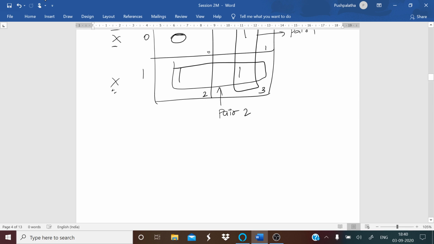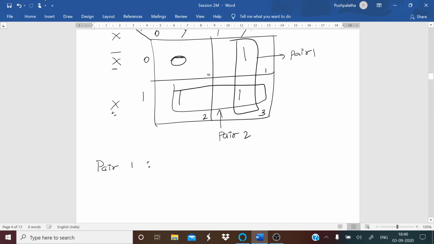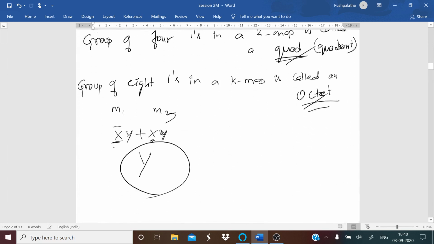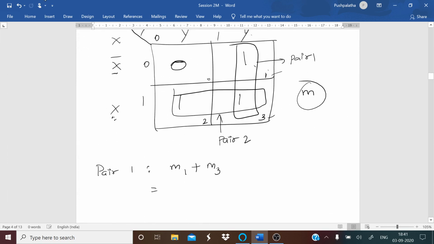So how are you going to simplify this? What is your pair 1? As we said, SOP uses minterms and it is represented in smaller letters. So this is your M1 plus M3. This is your one pair. So what is M1 now? M1 is x bar and y. So x bar and y plus what is M3? X and y.